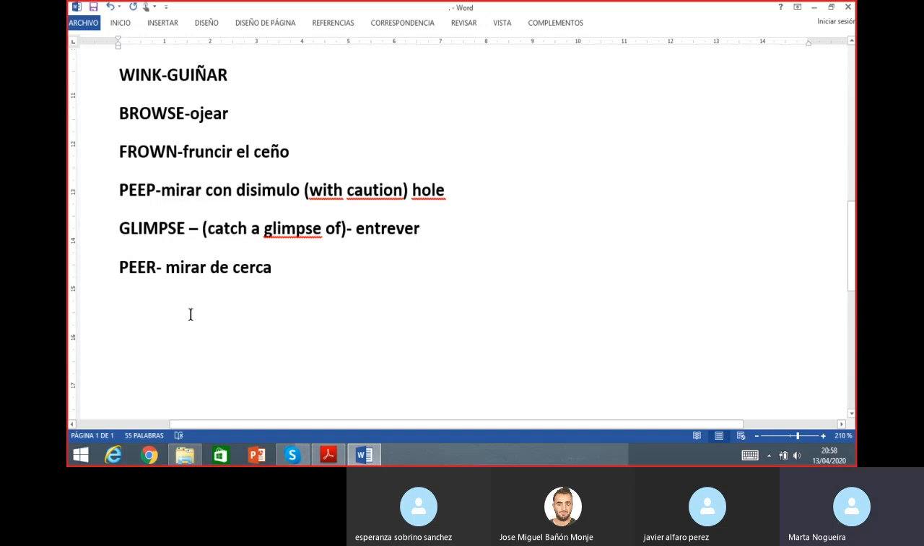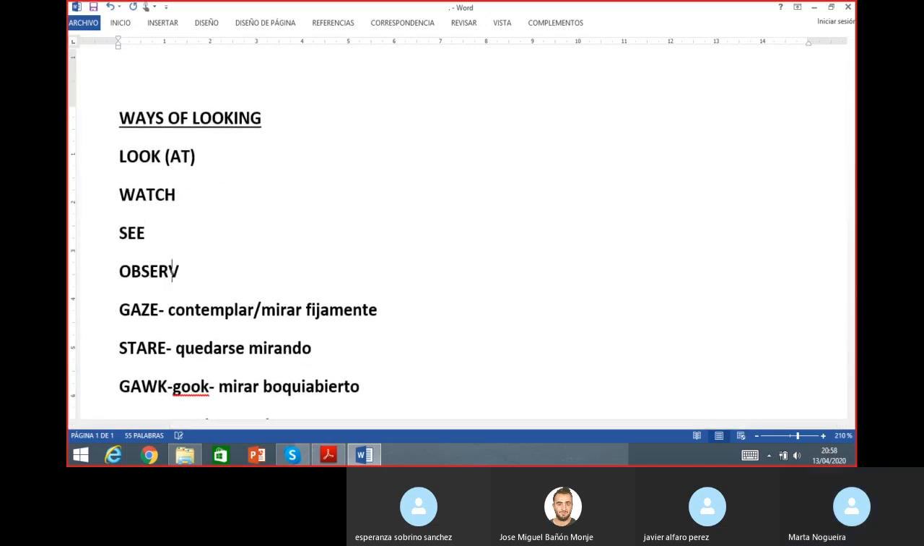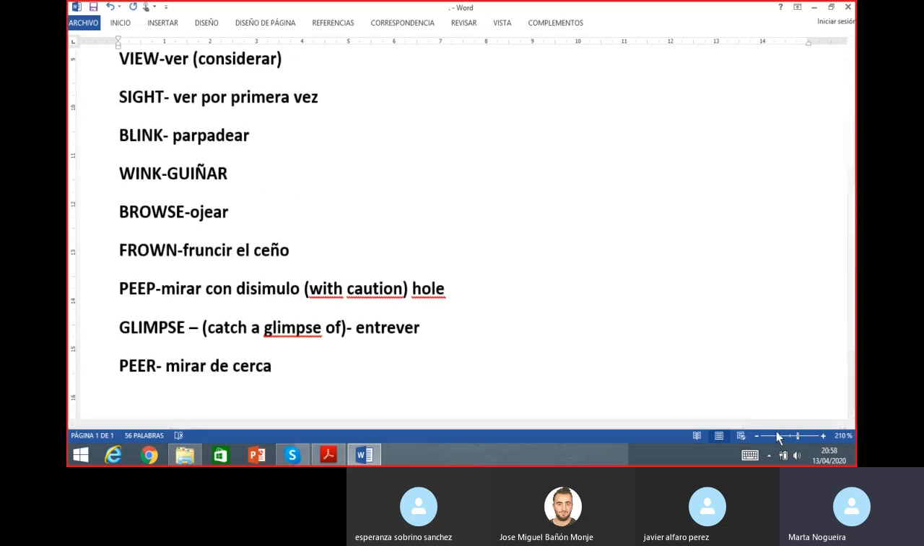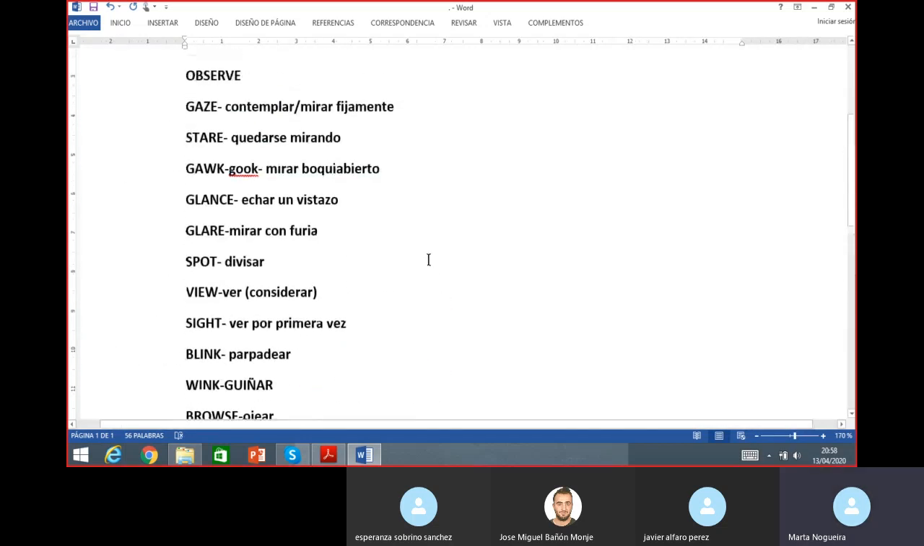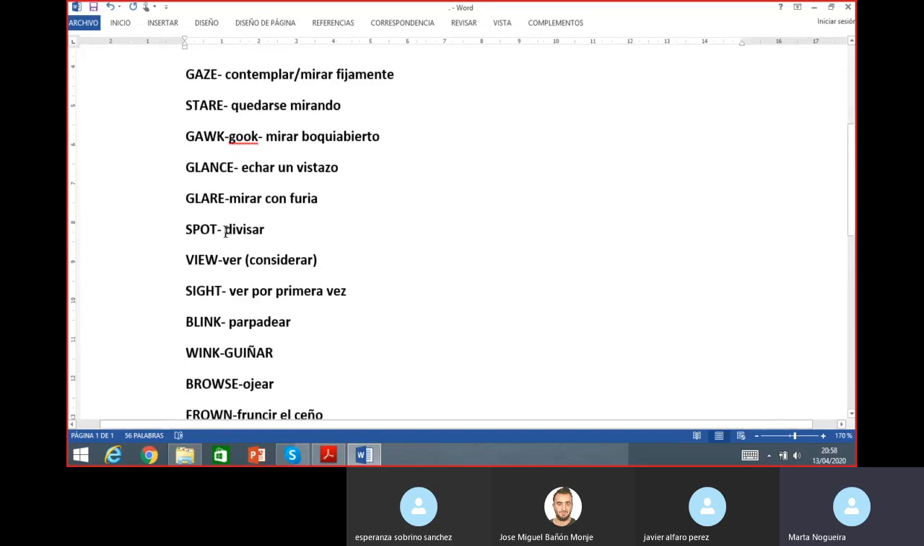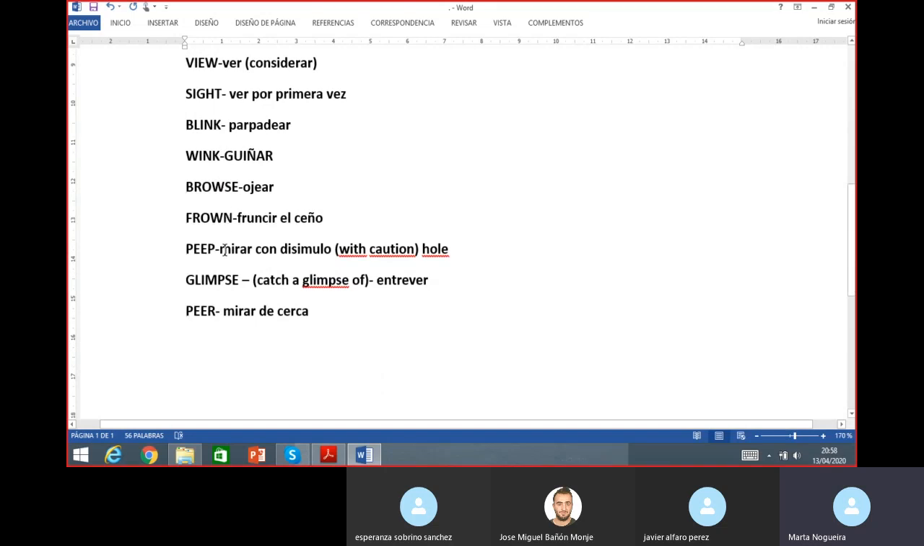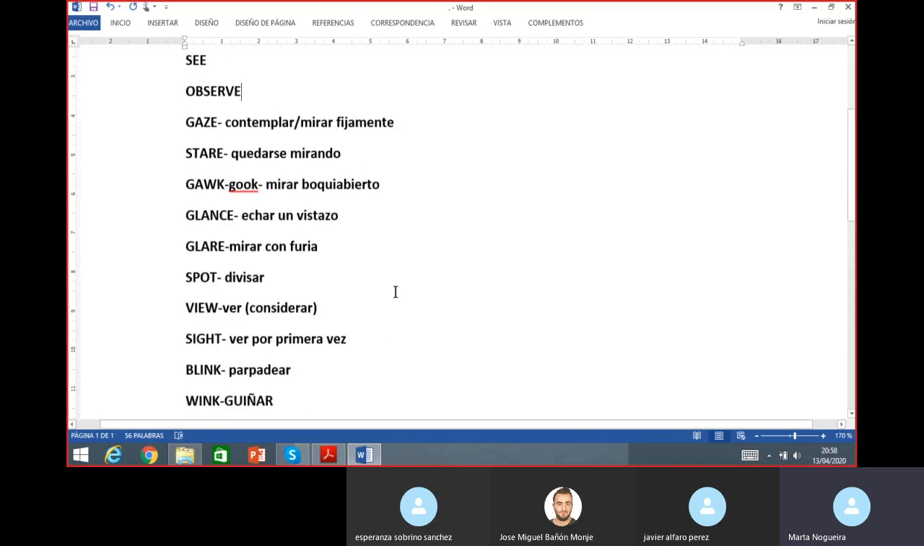Bueno, luego también tenemos observe, pero eso ya no cuenta. Ya lo sabemos. Eso como estos. Look, watch, see, observe. Estos son iguales. Luego hay más, pero I think that with this, you have 1, 2, 3, 4, 5, 6, 7, 8, 9, 10, 11, 12, 13, 14, 15. 15 new verbs.